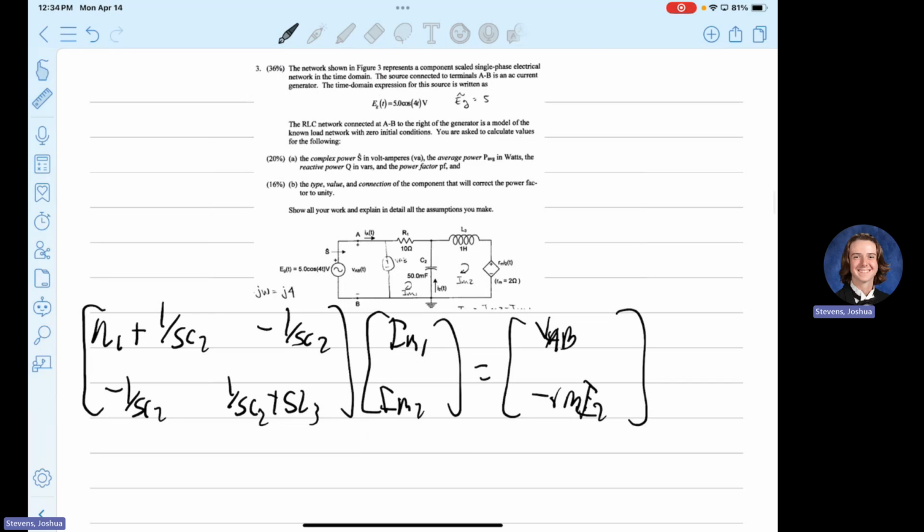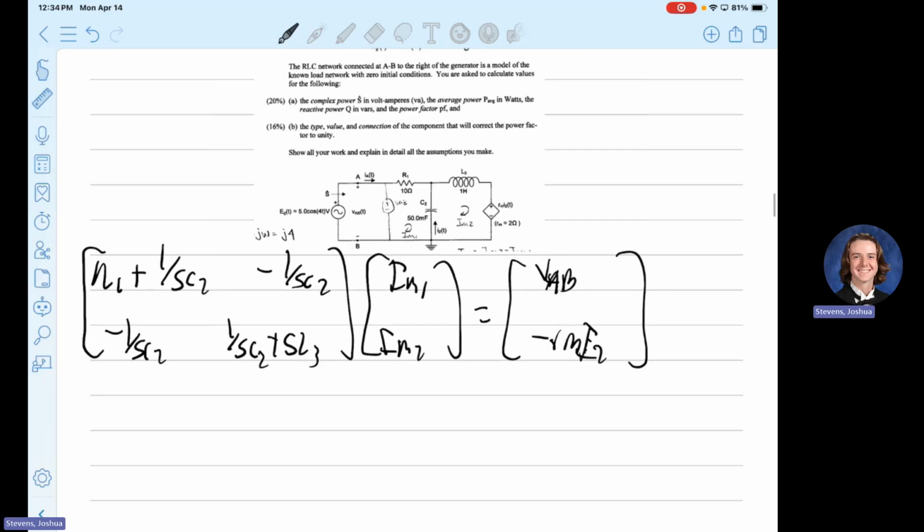The VAB is positive and the RMI2 is negative. Does anybody have any questions on how I did that? Anybody? No? Cool. Makes sense. All right, so I2. Looking at I2, I'll let you all figure that out. What is I2 in terms of mesh currents? Does anybody else agree? Does anybody else disagree? I agree. IM2 minus IM1.